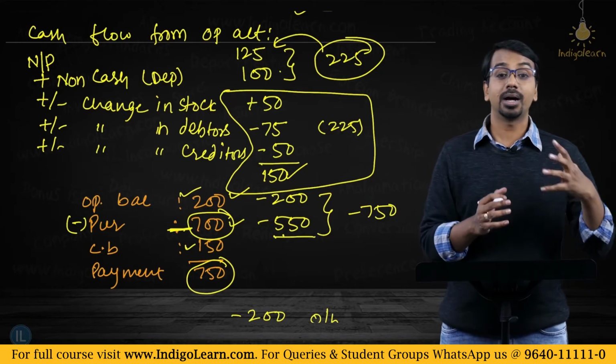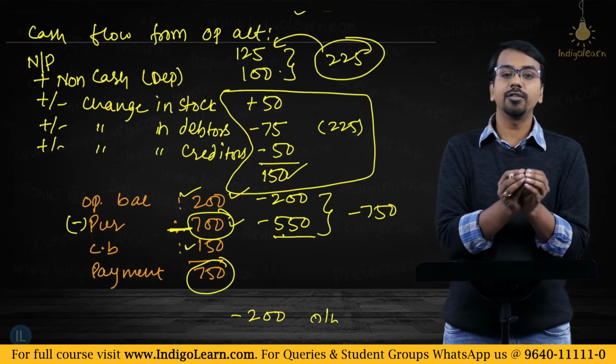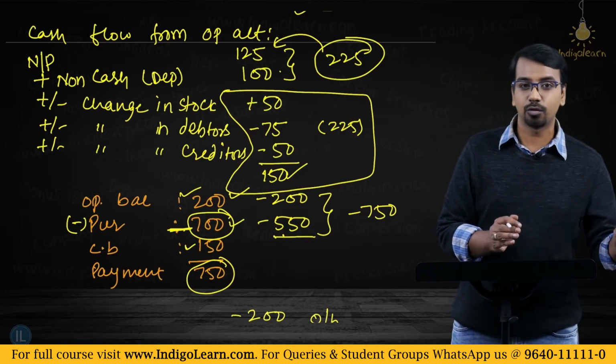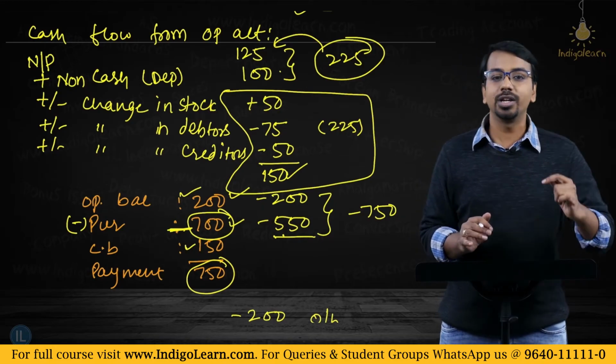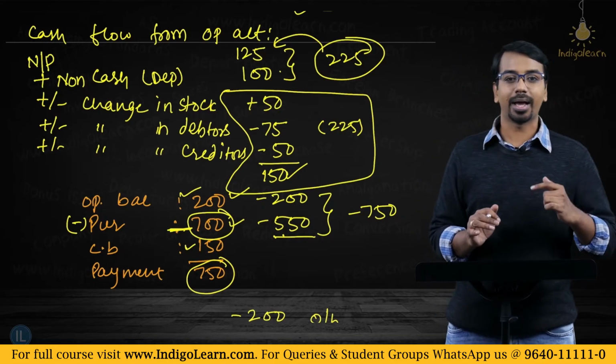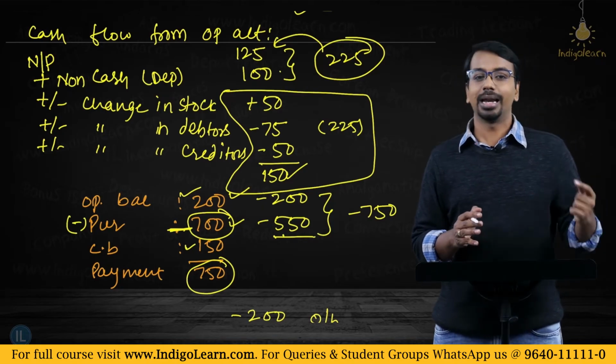Say for example, I pass an entry saying provision for taxation. Now please note, provision for taxation, there is no actual cash outflow. Cash outflow happens when you actually pay the tax. So even provision for taxation you have to add back. Provision for tax should also be added back because tax we have to disclose separately. That is one reason.